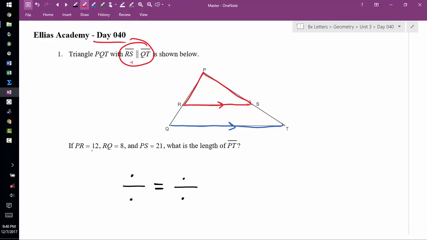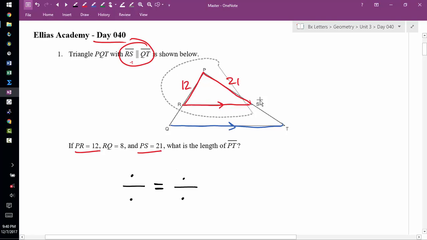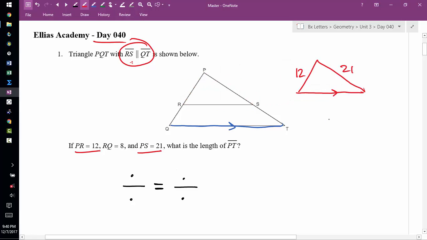So let's take what they give us and put it into our diagram. They tell me PR is 12. They also tell us PS is 21. And that right off the bat is one of our triangles. And I'm just going to put that information back in. This is 12 and 21. Okay.